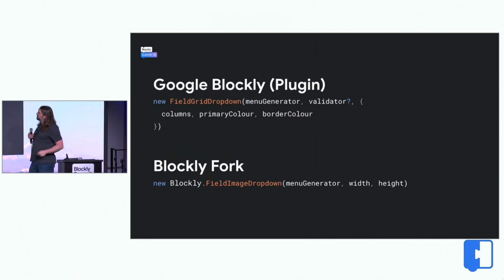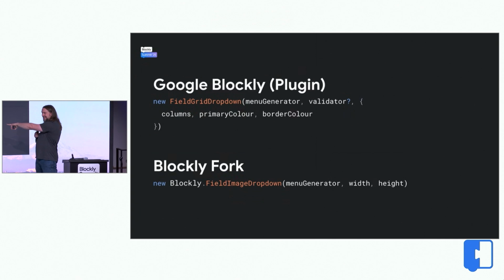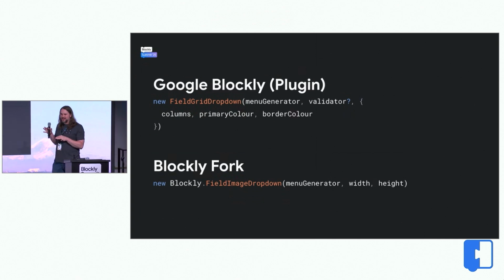So here's the plugin version at the top. You can see that we've got a menu generator that's either a function or just a list of options for the drop-down. It has an optional validator and some other custom configurations. They don't quite match the way that we're creating our fields. We do have a menu generator. We also have width and height. There's kind of a lot to unpack here.